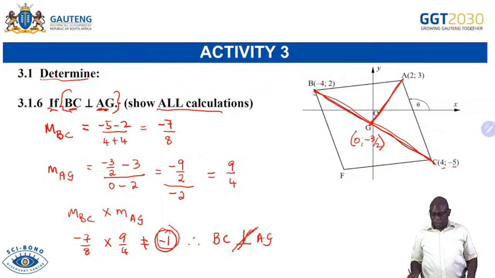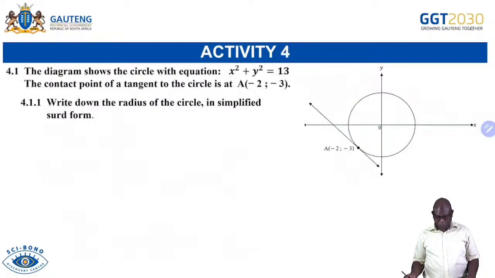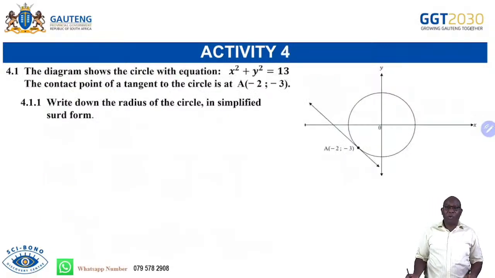Okay, welcome back. Now let's look at activity 4. Activity 4 is grade 12 work, the work that we have done this year. In activity 4, these are circles that we're working with. Remember, in grade 12 we only did the equation of the circle, the equation of the tangent to the circle, and we have also done the sketching of the ellipse.